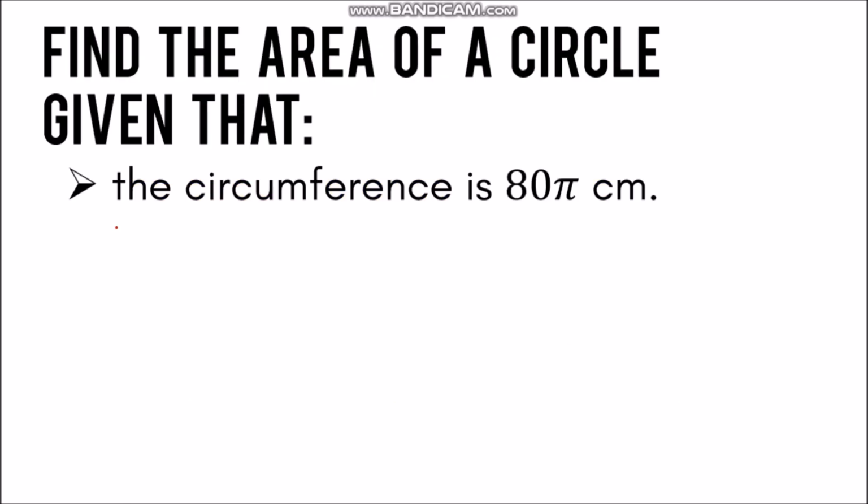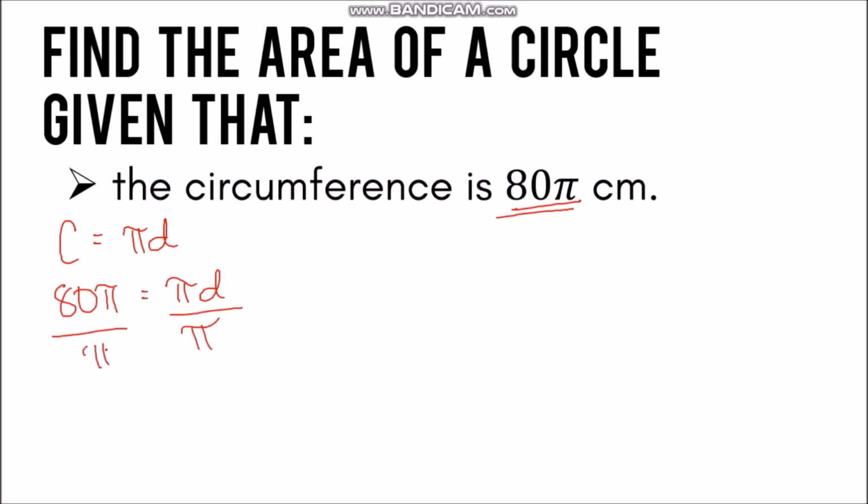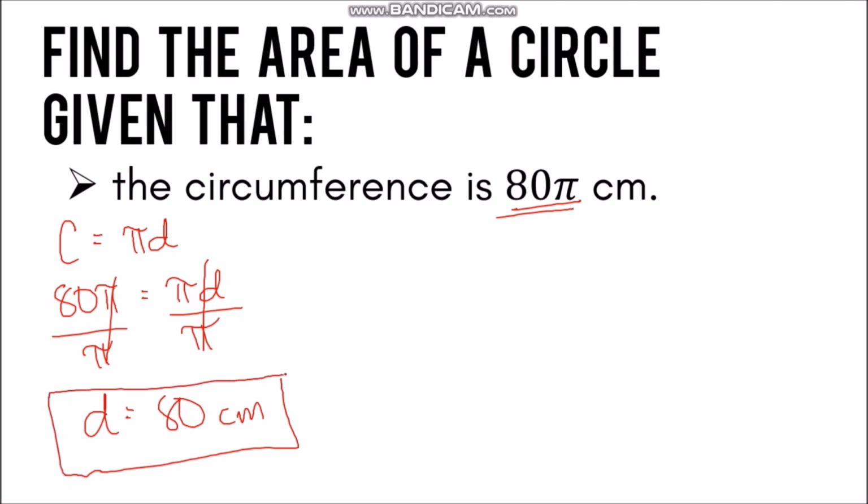So let's try to solve this example. Let's find the area of a circle given that the circumference is 80 pi centimeters. We know that the formula for the circumference is pi times d. Now, we can substitute this value, 80 pi, into the formula to solve for the diameter. So, 80 pi is equal to pi d. Now again, we need to solve for d, so divide both sides by pi, and we will end up with d equals 80 centimeters.